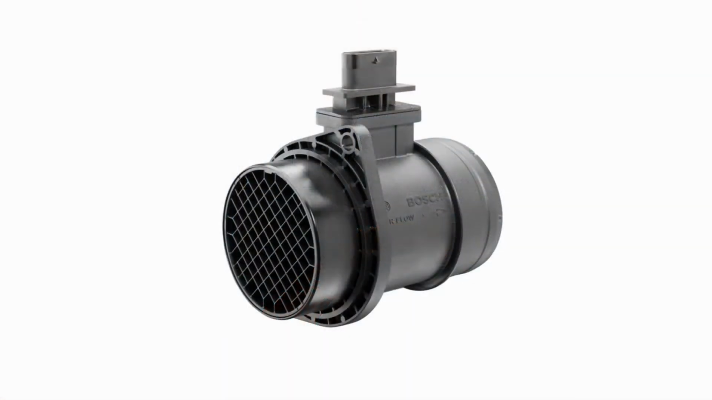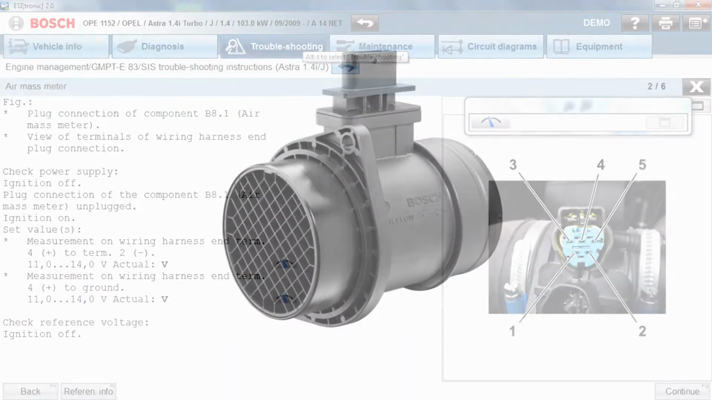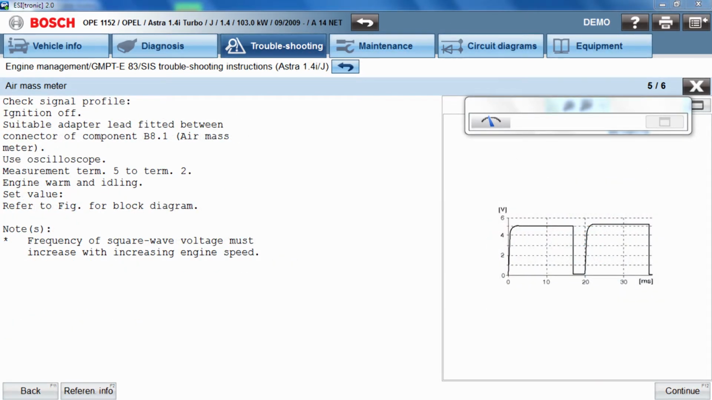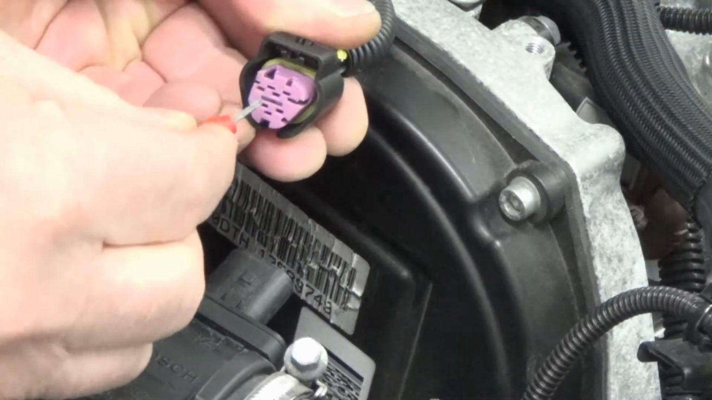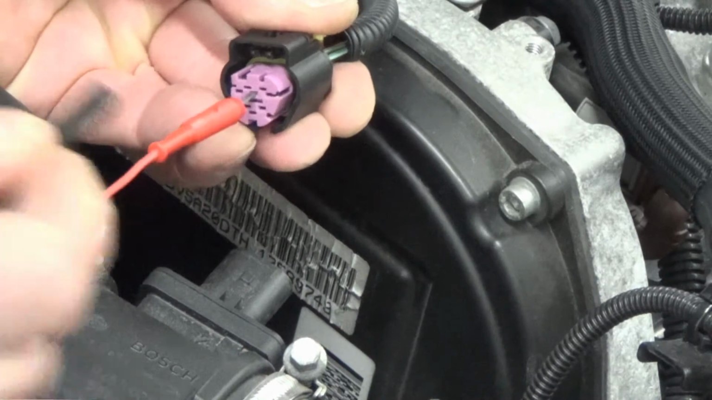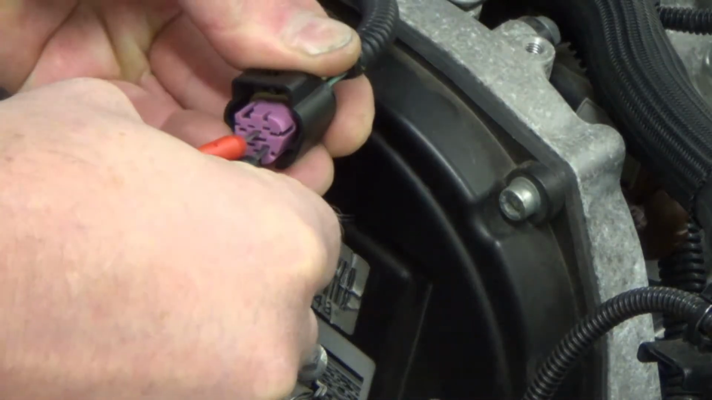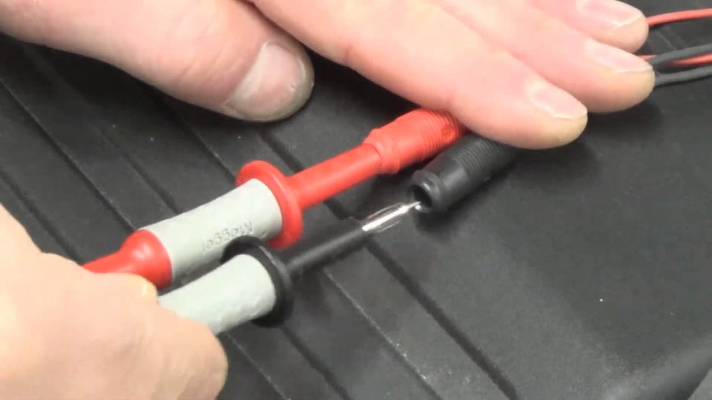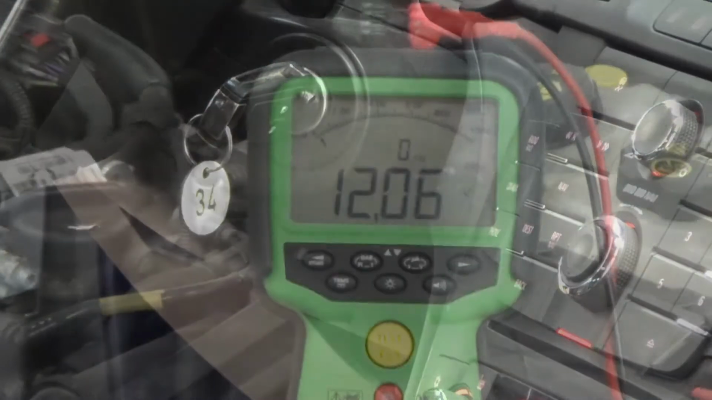The testing of the power supply on an HFM is described with the following steps. ESI-tronic would provide further information such as pin assignment and much more. Following this information, the FSA 050 must be connected with the red cable on terminal 4 and the black cable on terminal 2. After the ignition is turned on, a reading of 12 volts is expected.